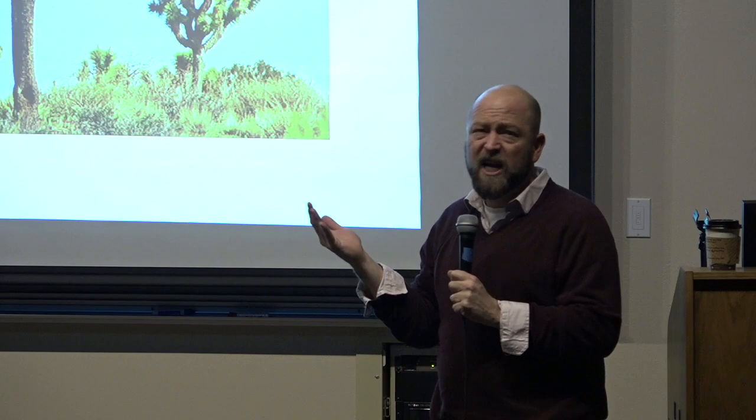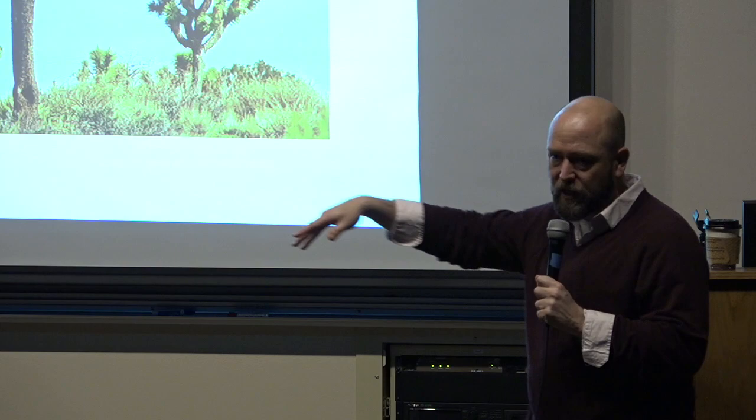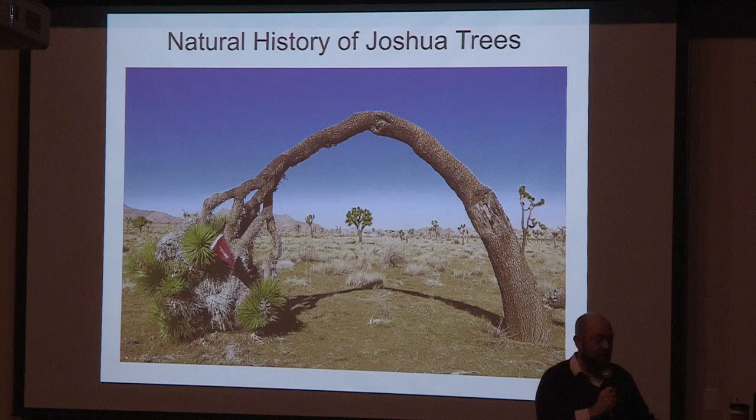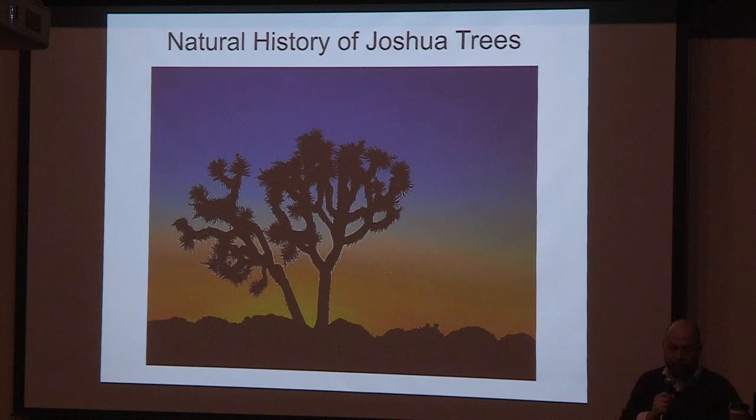If you've seen any of those Chevy ads, they're always driving down a road with Joshua trees in the background because they look spectacular. People like to take pictures of them doing weird stuff, and they do lots of weird stuff, like this guy in Joshua Tree National Park. Some people call them the Dr. Seuss tree. Some people find them very inspiring for artistic photos, like this one. Other people are inspired to take different kinds of artistic photos.